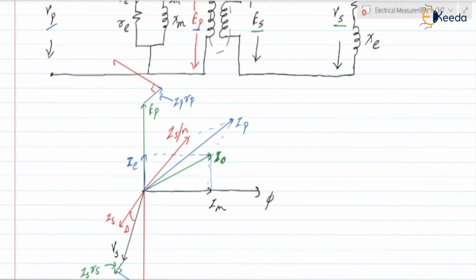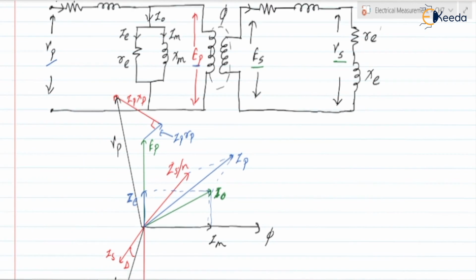This is 90 degrees. This is IP into XP, and the addition of EP plus IPRP plus IPXP is nothing but the VP phasor, right? This phasor is VP. You getting the point? Okay. So this is the phasor diagram of the potential transformer.